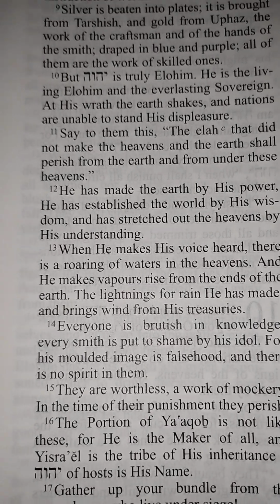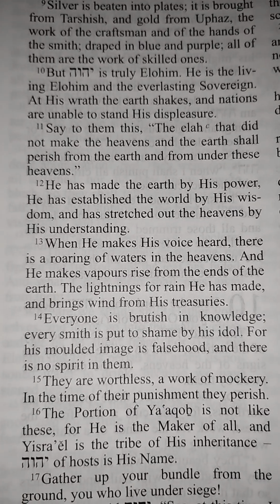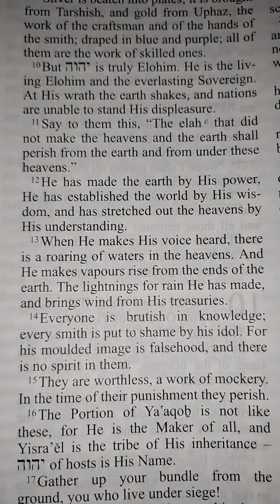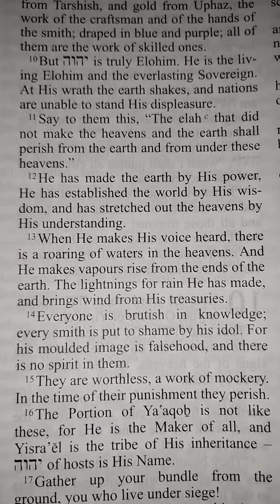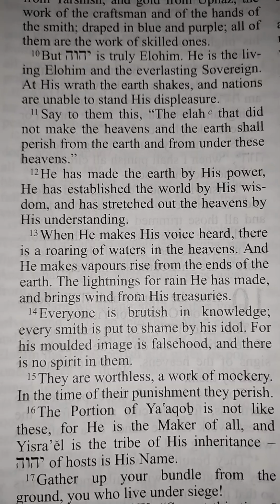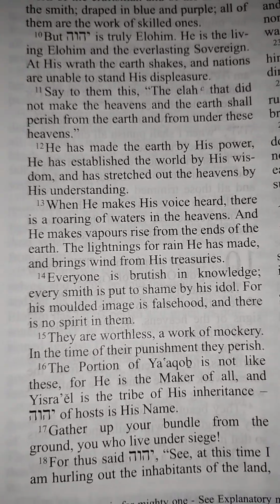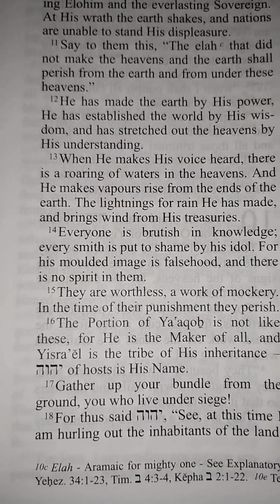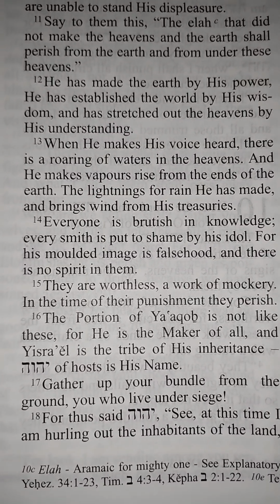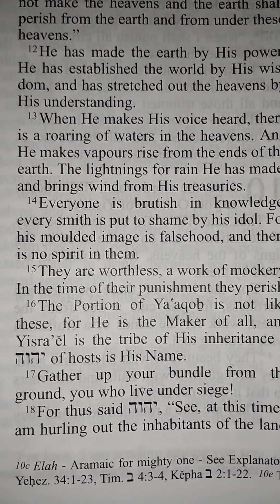Everyone is brutish in knowledge, every smith is put to shame by his idol. For his molded image is falsehood, and there is no spirit in them. They are worthless, a work of mockery. In the time of their punishment they perish. The portion of Yaakov is not like these, for he is the maker of all. And Israel is the tribe of his inheritance. Yahweh of hosts is his name.